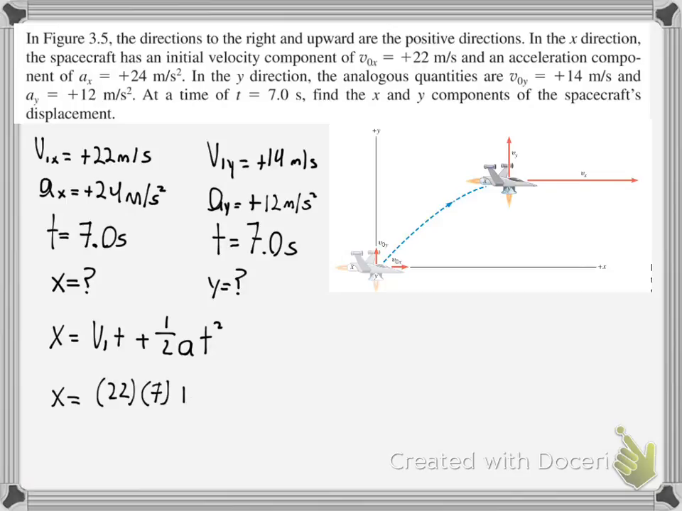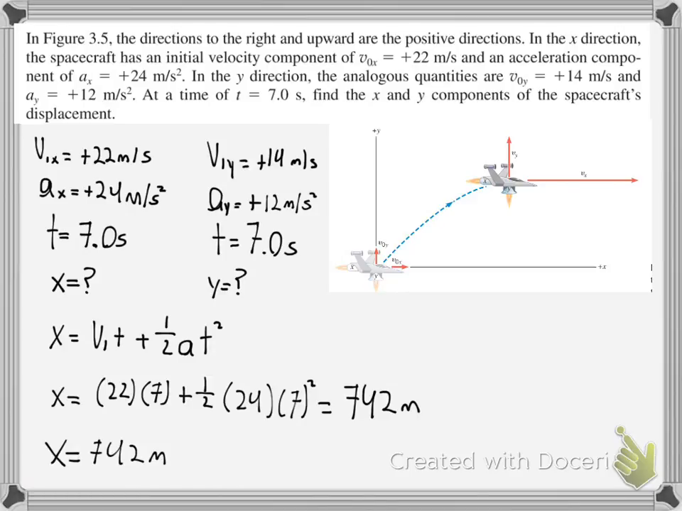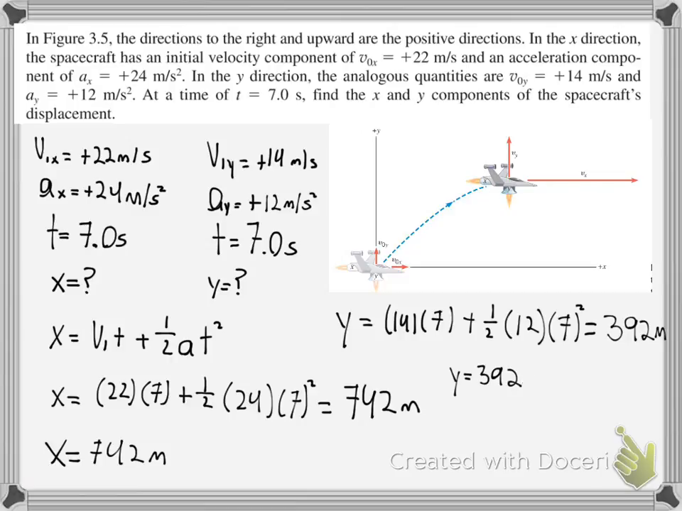So x equals 22 times 7 plus 1/2 of 24 times 7 squared, which is just plugging in the values for the x, equals 742 meters. Then we do the same thing for y, and we get 14 times 7 plus 1/2 of 12 times 7 squared equals 392 meters. And that's basically how you would solve for the displacement.